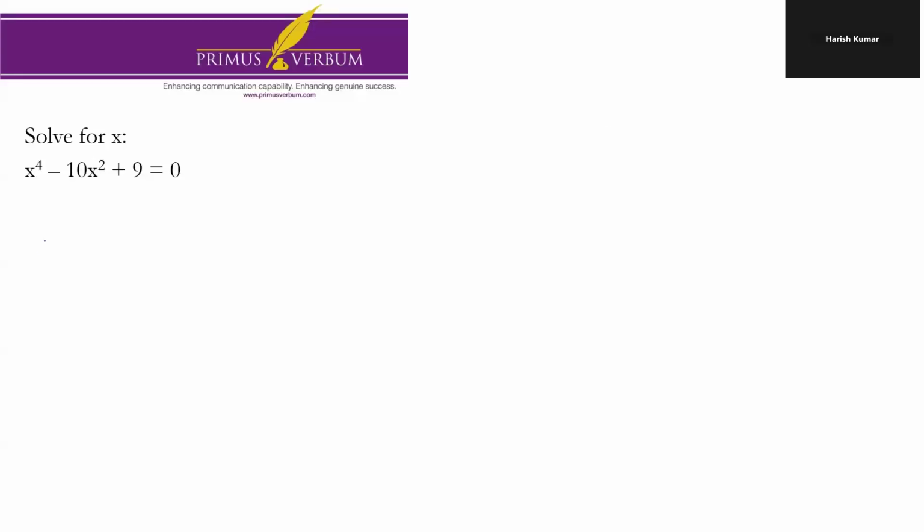Hi students, let's have a look at this problem. It says solve for x: x raised to the power 4 minus 10x square plus 9 is equal to 0.